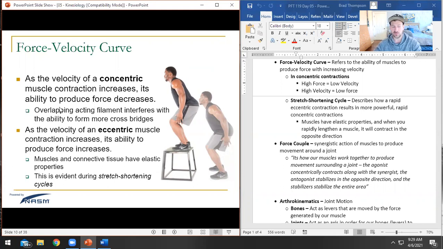The reason for this is the overlapping of your actin and myosin filaments. They're already overlapped, so they're not going to be able to produce very much more force. Now, the exact opposite is true in a different type of contraction. In an eccentric contraction, as the velocity of eccentric muscles increases, its ability to produce force also increases. This is kind of cool.